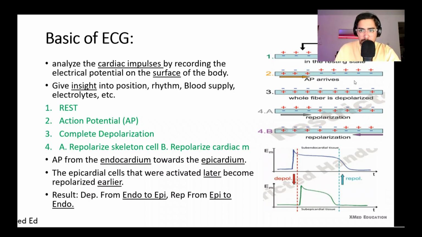As you see in this fiber, depolarization happened, then repolarization, as you see in 4b, happened from this way. So the repolarization of the skeletal cell is this way, but repolarization in the cardiac cell is from that way. So they go from this way to this. The result that I explained is depolarization from endocardium to epicardium and repolarization from epicardium to endocardium. That's the basic you need to know before we go through the ECG patterns.